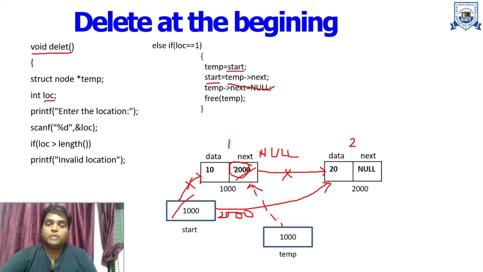So actually temp is pointing to this node, so we generally use free temp. That means the memory allocation of this node gets deallocated. Okay, actually if we are talking about deleting a node, deleting a node is not possible. Actually deleting a memory is not possible. We just overwrite the content of that memory. So we cannot delete that particular node. We just deallocate that memory with the help of the free function. In this way we can implement the concept of deleting a node at the beginning.